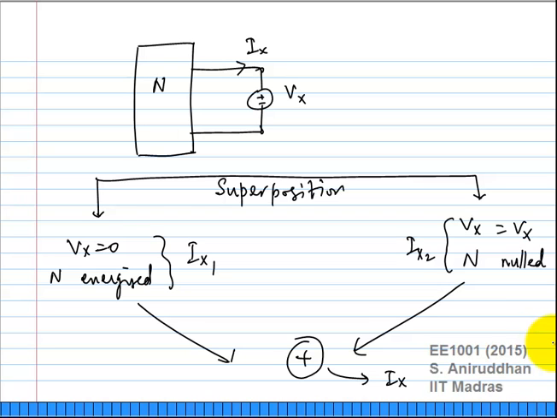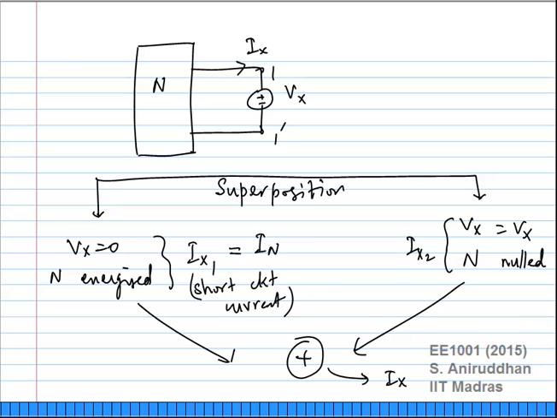What do you think it will give me? Suppose I set Vx to 0. What does it mean? What is Vx equal to 0? It's a short circuit between 1 and 1 prime. So this first case, I'll call this In, which is the short circuit current between terminals 1 and 1 prime.